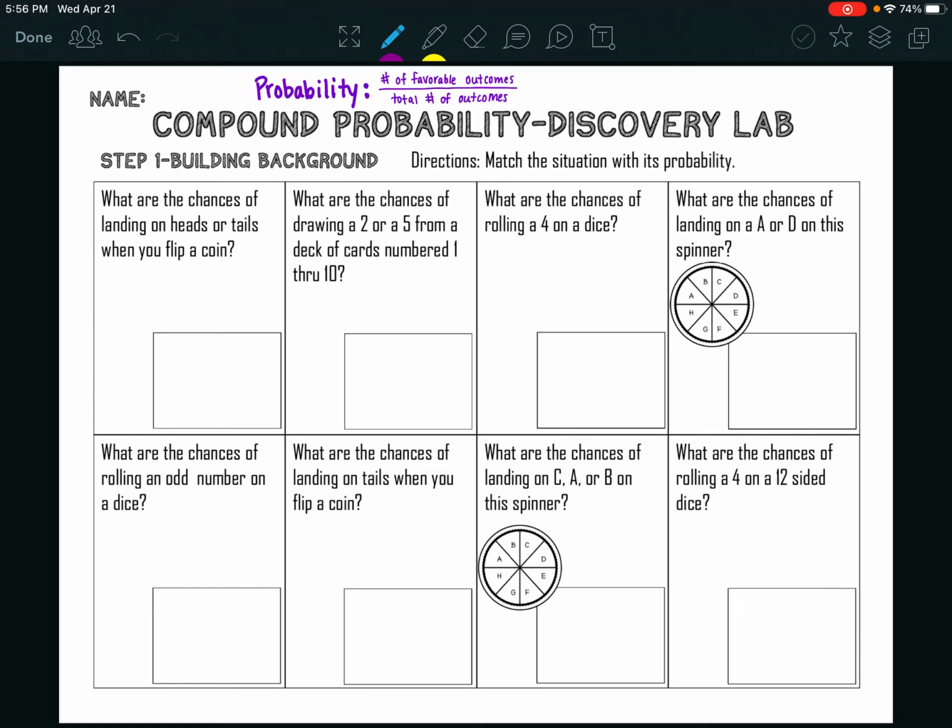So this first page, you were supposed to complete at least some of this on your own, trying to figure out if you can determine what the compound probability is for some of these scenarios. This first step, step 1, is just looking at singular probability, one event happening.